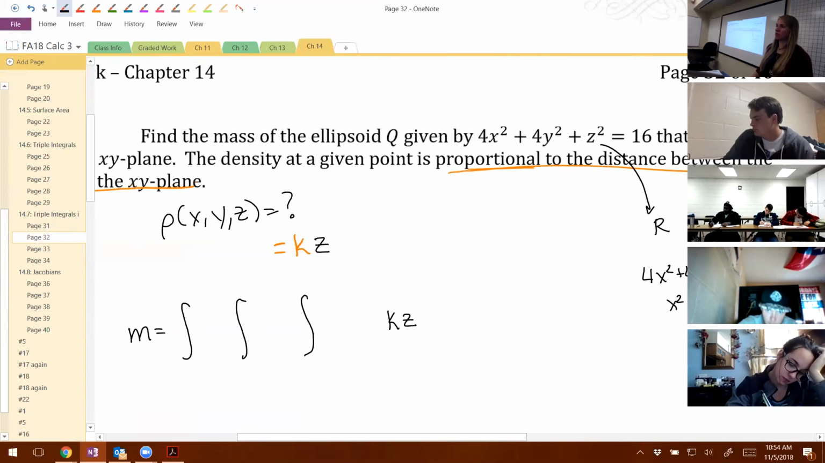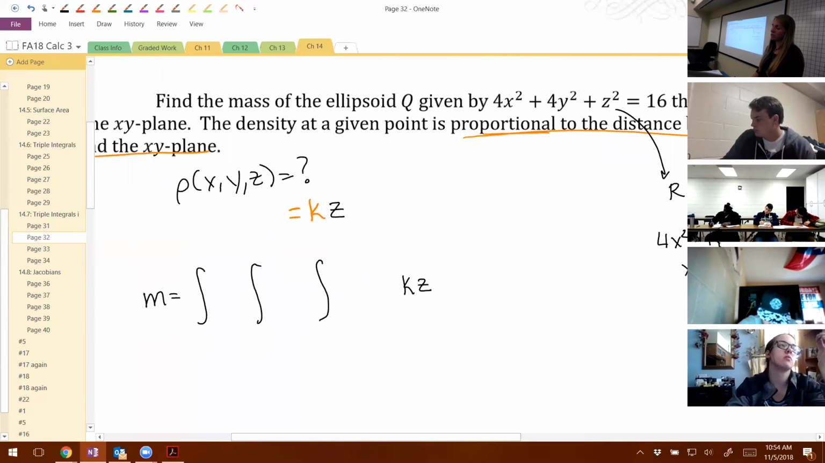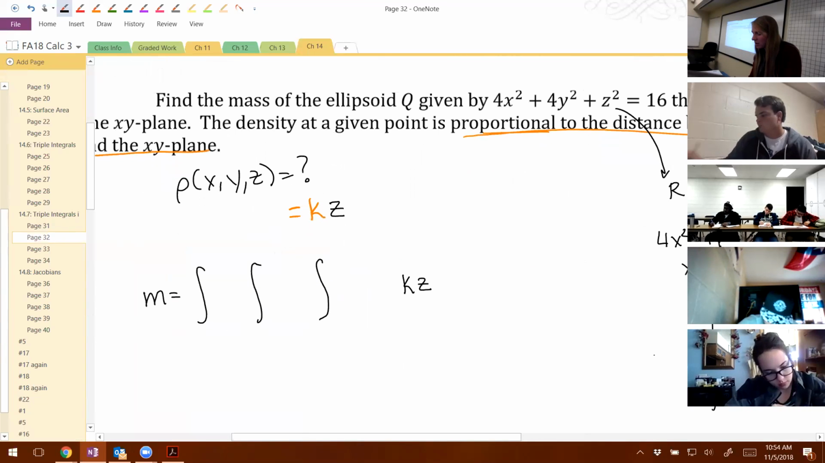Okay, we do indeed have a circle with a radius of 2. So yes, cylindrical coordinates or polar coordinates are going to be a lot easier to use on this one.